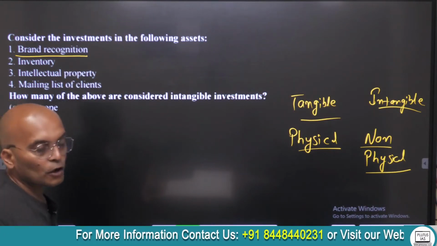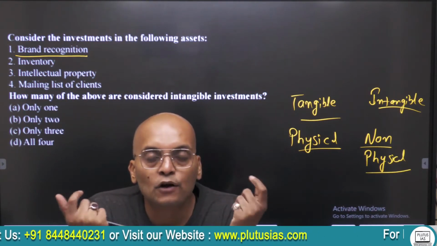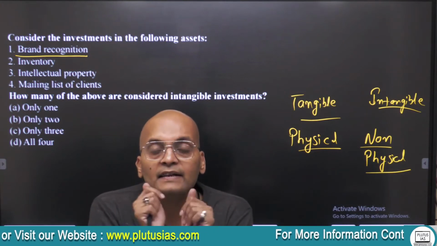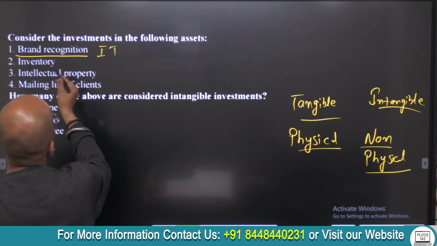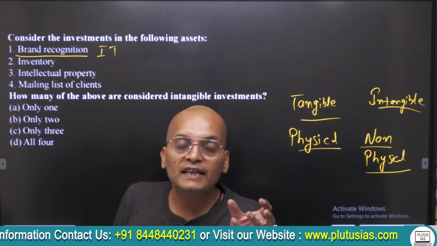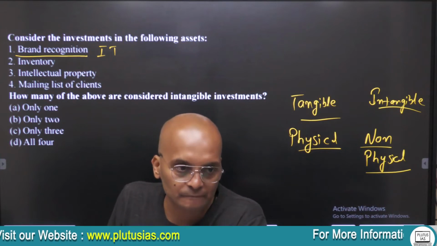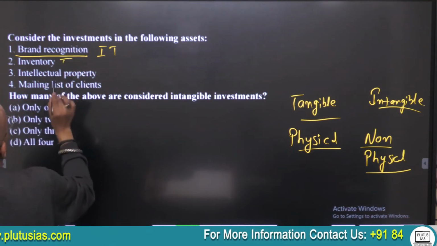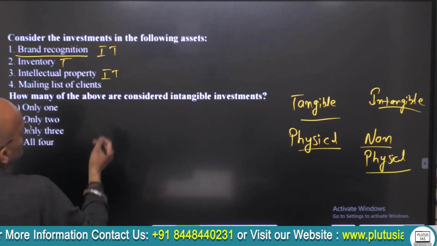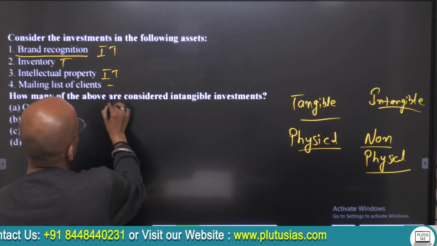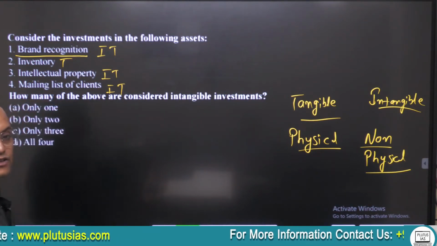So brand recognition. Now, you cannot touch the brand. Brand name is there. Adidas, Nike, all these are brands. Name is there. It is untouchable. It is intangible. Inventory, you know, where you keep the records or where you keep different products. So that is inventory, physical in nature. Goods can be touched. So this is tangible. Intellectual property, intangible. Mailing list, mail you have to send to clients, intangible. List, documents, all these are intangible. Don't say that I can touch the paper.